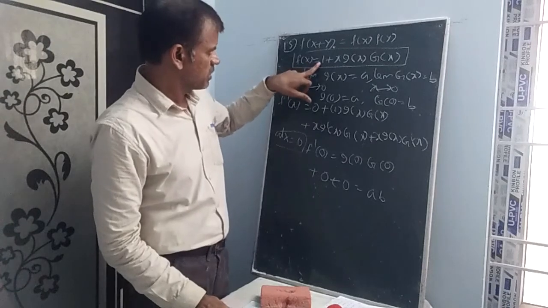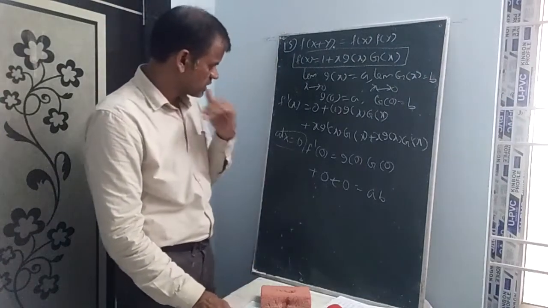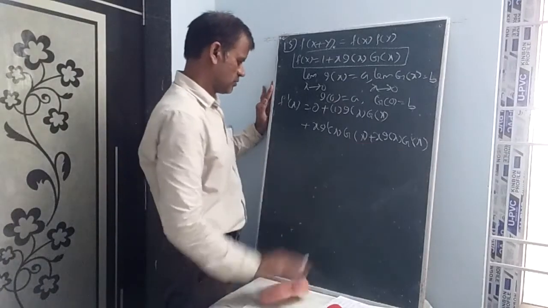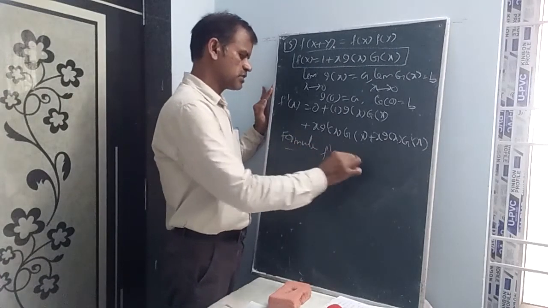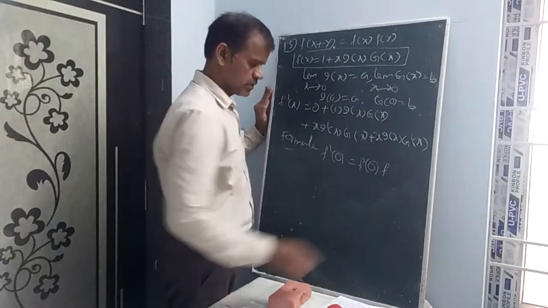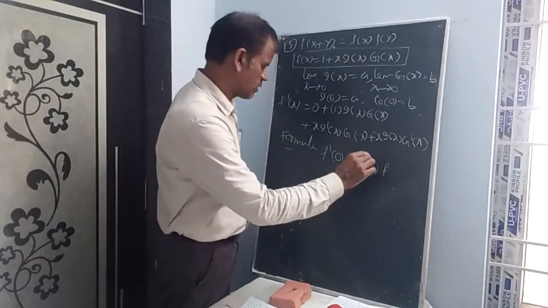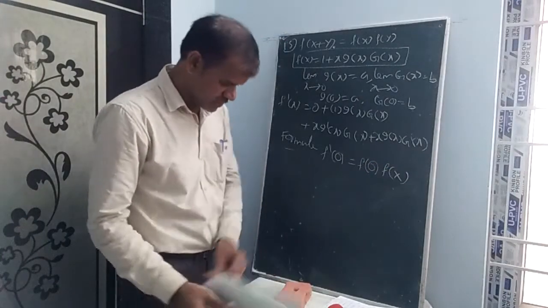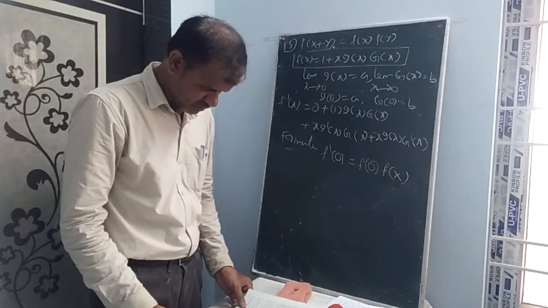f dash x formula, maybe we have forgotten, students. f dash x at x equal to 0. Yes, before we discussed the formula in the previous class. Let us verify the formula: f dash 0 is equal to f of 0 into f of x. Let us see the formula, page number starting only. Already we proved it yesterday; in yesterday's class we have discussed it.